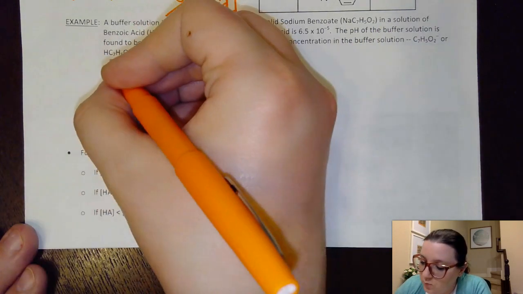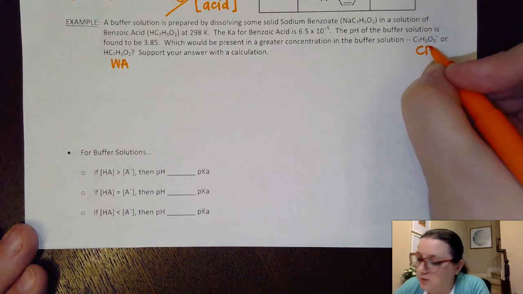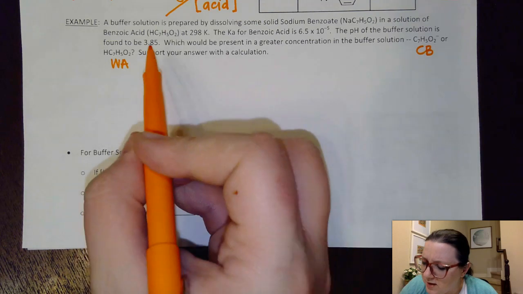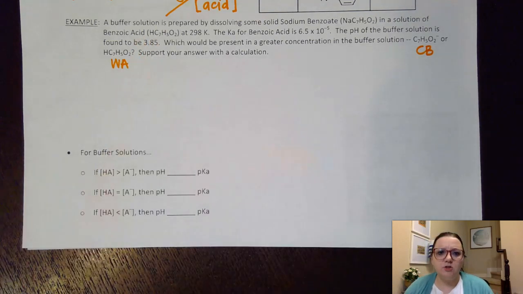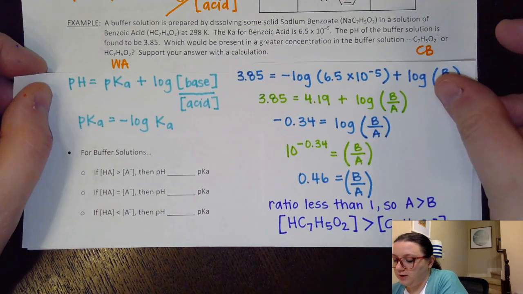Now, if this is my weak acid, then this here must be my conjugate base. However, here's kind of the awkward thing on this one. They actually already give us the pH. So what we're really trying to do here is to compare that ratio that we see at the end of the HH formula. So with that said, let's look at my work here.